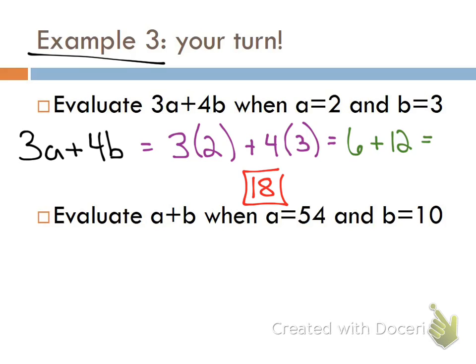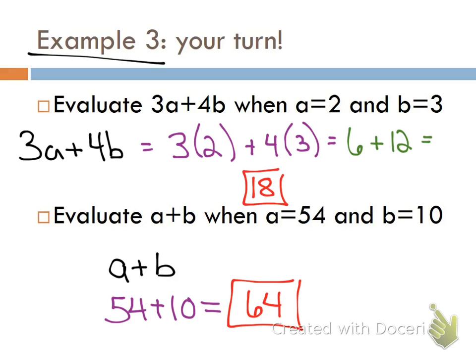All right, and then on the next one, I've got a plus b. Make my substitution. 54 plus 10. And what's my answer? 64. All right, anybody get both of those right? Get both of them right? All right, very good. Well, if you understand that, that's everything you need to know for 1.2.